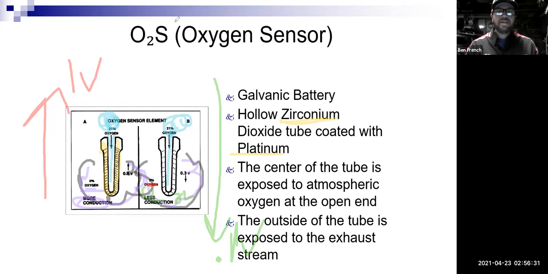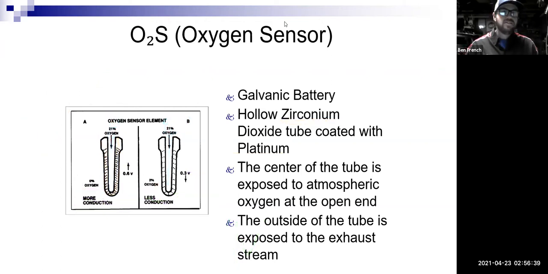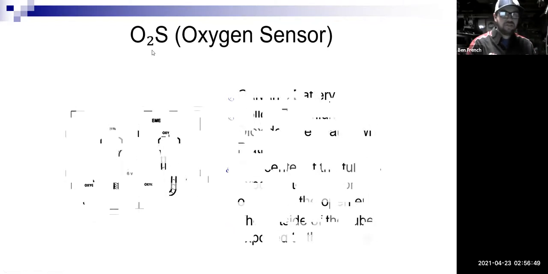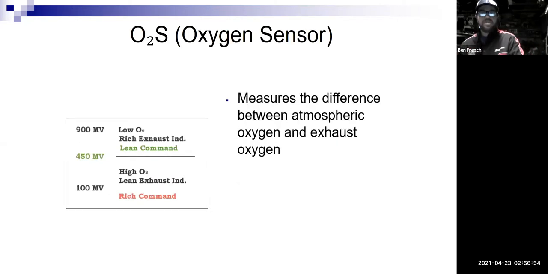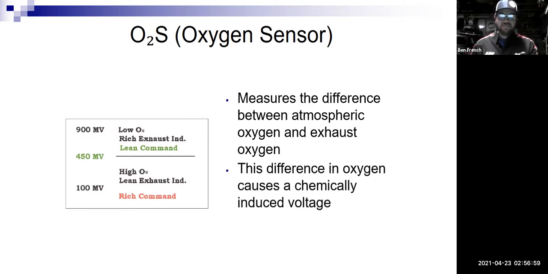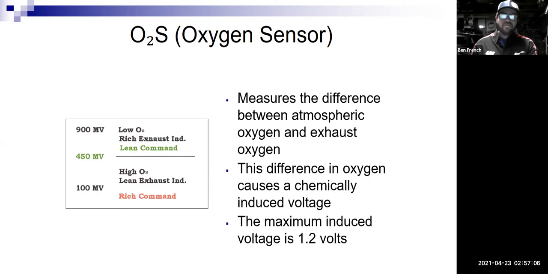So one thing I want to get across is that oxygen sensors by their nature, and air fuel ratio sensors for that matter, do have a lifespan to them, and they will eventually fail. And usually when they fail, their signal goes low. Okay. So the difference between the oxygen on the outside versus the oxygen inside the exhaust system, right?